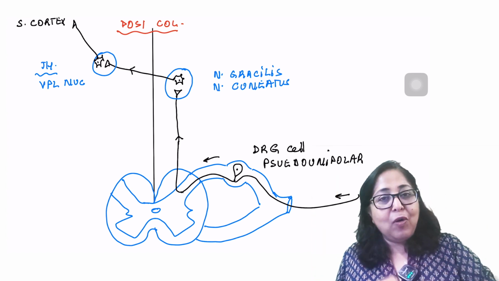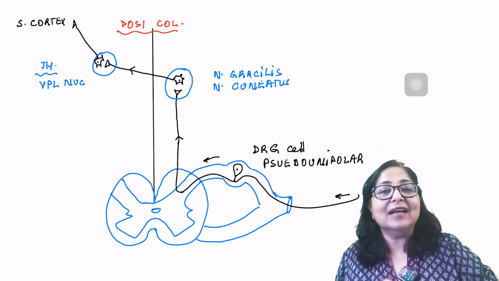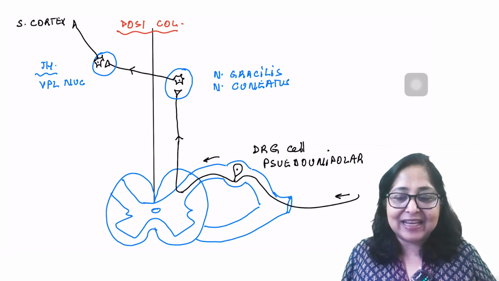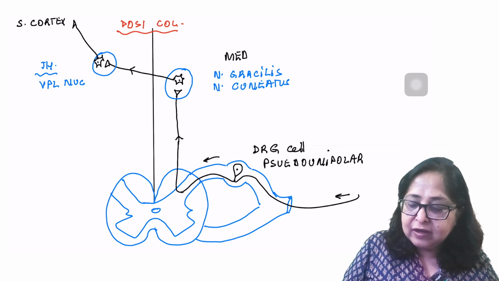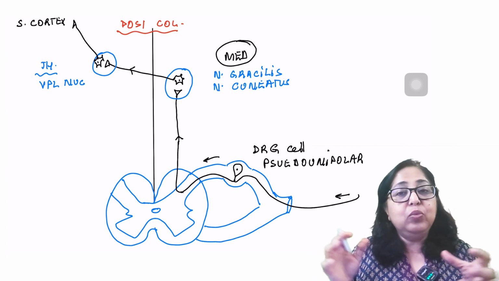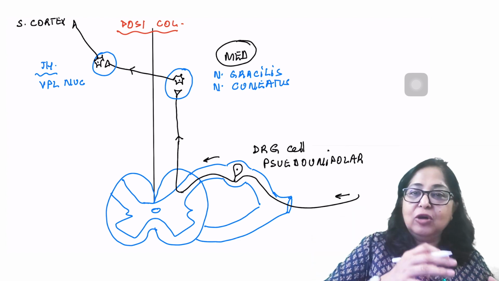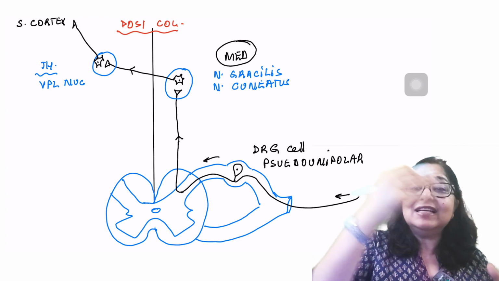The important point to see is, where does the decussation or the crossing take place? Crossing is at the level of the medulla. And which neuron is crossing over to the opposite side? First, second, or third? Second.